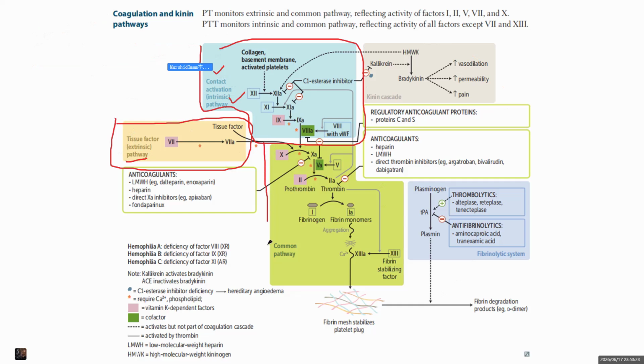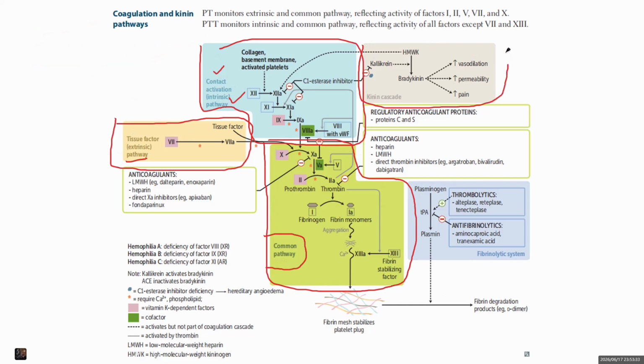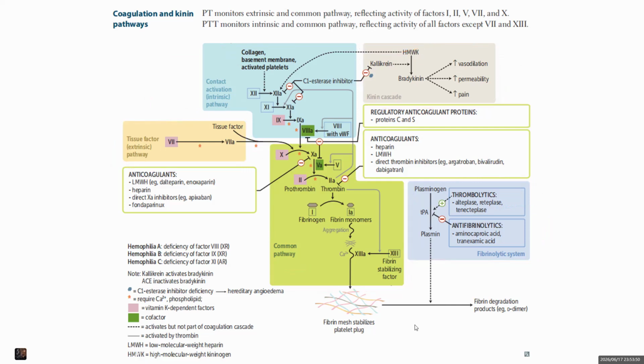Then we have the common pathway, which is the green block. Together this is the common pathway. This is known as the kinin cascade, and over here we have the fibrinolytic system. So you see that now we have divided this whole figure into one, two, three, four, and five different parts, and all of these five different pathways will lead us to understand the overall topic of today's discussion, that is coagulation and kinin pathway.